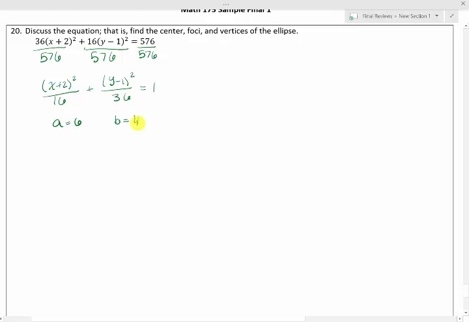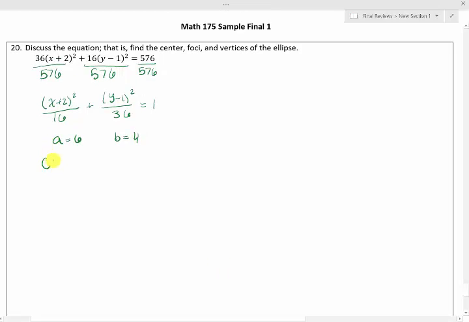Then to find our foci, we're going to need c. And if you remember, c squared will be equal to a squared minus b squared. So my c squared is going to be 36 minus 16. So c squared will be equal to 20. So my c will be the square root of 20, or 2 square roots of 5.